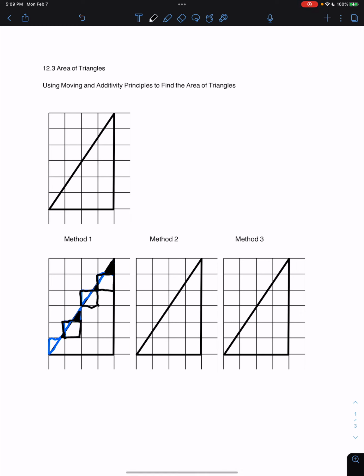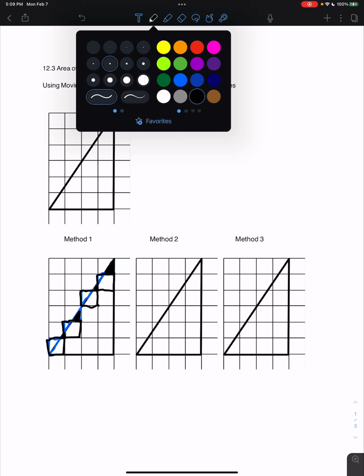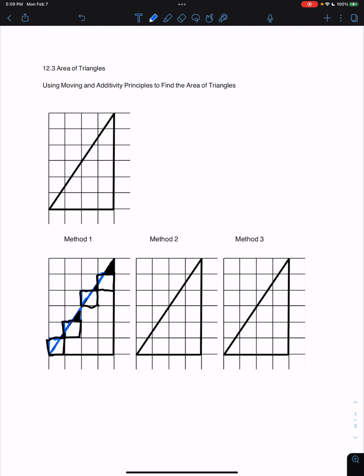So instead of having all these little parts of squares, now I have whole squares, and now I can count them up. So let's do that. So I've got 1, 2, 3, 4, 5, 6, 7, 8, 9, 10, 11, 12 square units for my triangle.